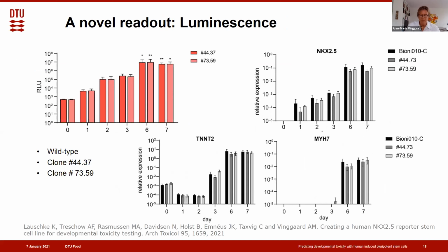Then we measured luminescence during the course of differentiation and found a strong and significant increase over time in both clones of the reporter cell line. And this correlated well with the increased expression of NKX2.5 during the course of differentiation. Moreover, NKX2.5 was expressed at similar levels in the 2 cell lines. Together, these data indicate that luminescence intensity mirrors the expression of NKX2.5 and is indicative of cardiomyocyte differentiation.